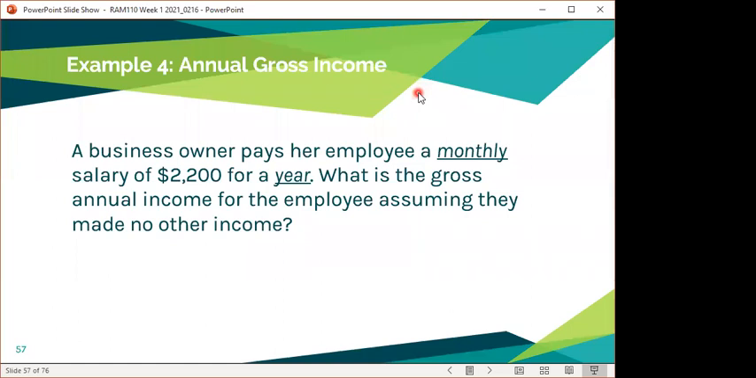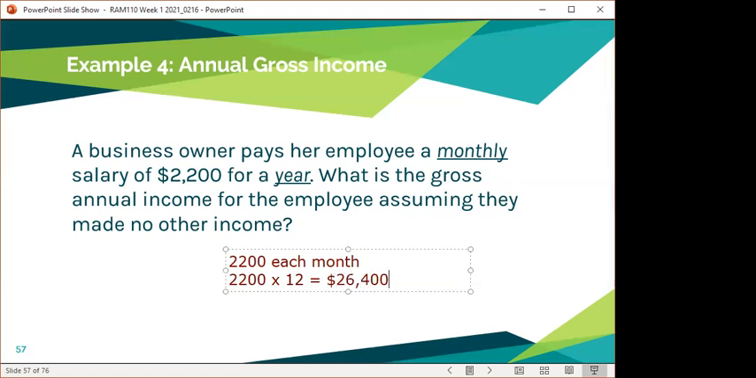A business owner pays her employee a monthly salary of $2,200 for a year. What's the gross annual income, right? $2,200 a month. Okay, that's each month. So if we're going to calculate it annually, we have to multiply by 12. So we take 2,200, we get our little calculators, and we times by 12, and we get $26,400.